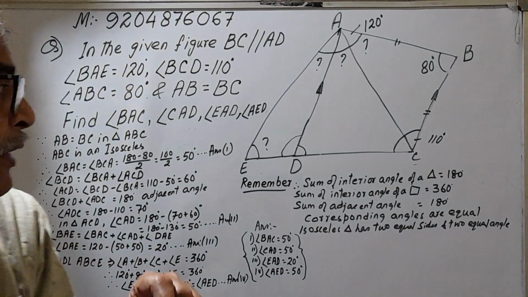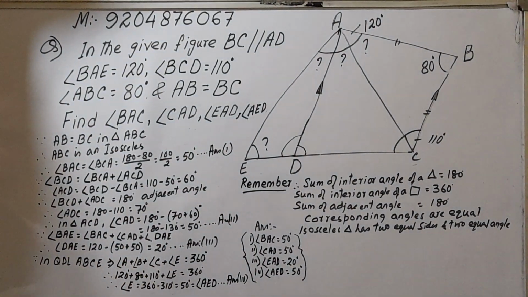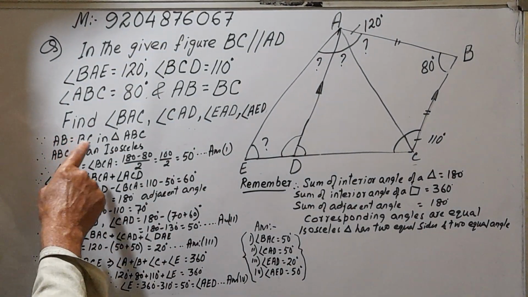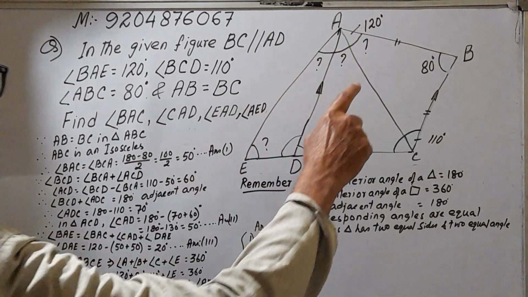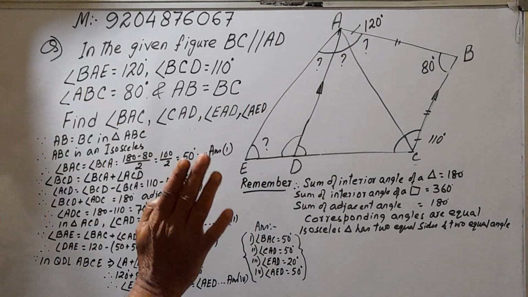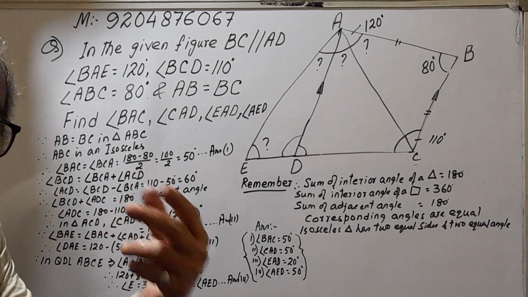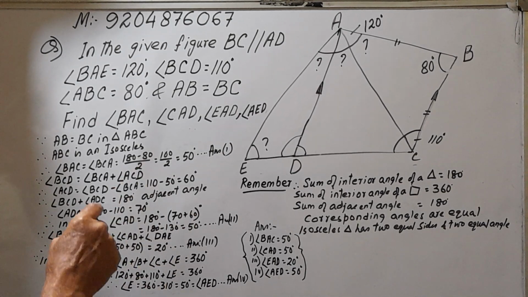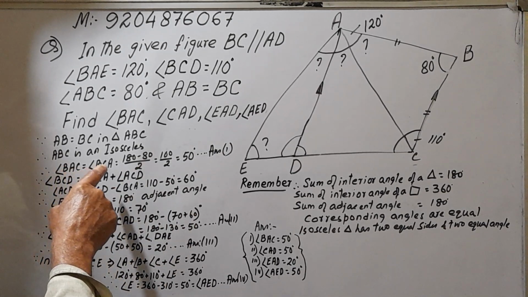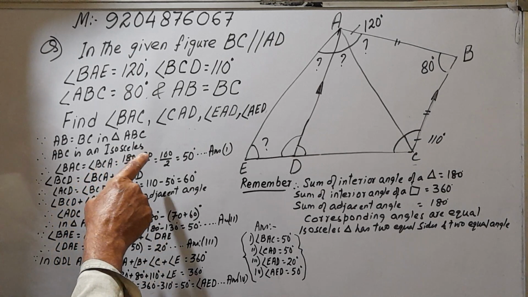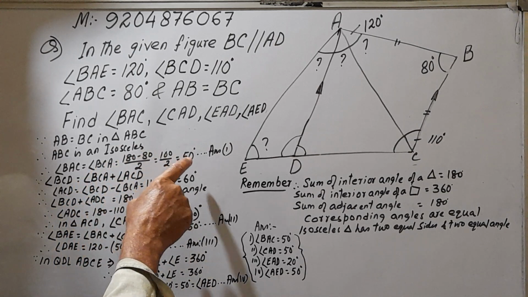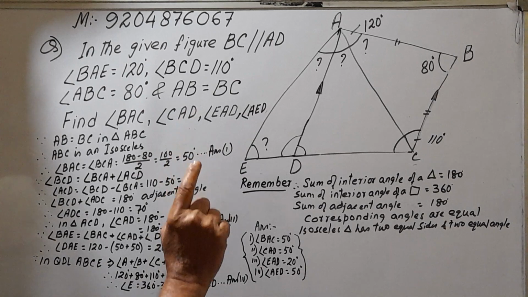Now let us start. Here I have written: when AB is equal to BC in triangle ABC, ABC is an isosceles triangle. We know that in a triangle, if two sides are equal, then two angles should be equal. Therefore, angle BAC equals angle BCA equals (180 minus 80) by 2 equals 100 by 2 equals 50 degrees. The first answer is over.